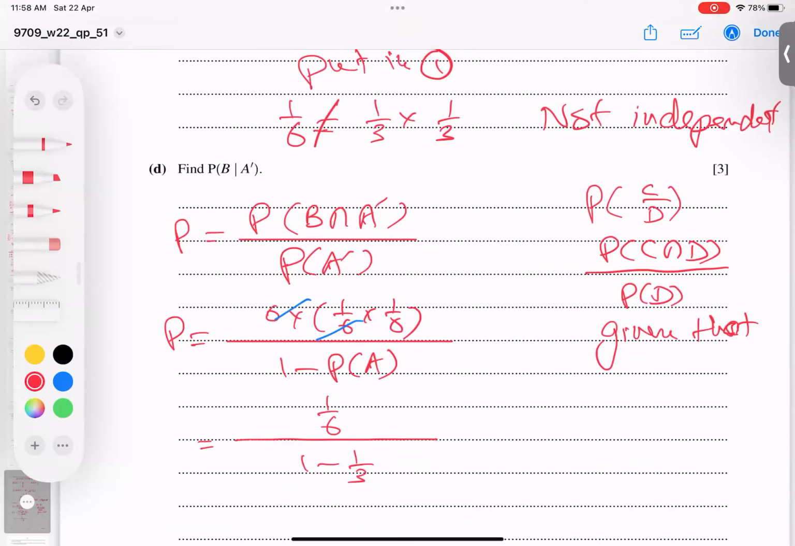And down I have what? 1 minus 1 by 3. Okay. And if I check it in calculator, what answer turns out to be? 1 over 6 over 2 by 3. So 1 by 4 is the answer. 3 2s are, yes, 1 by 4 is the final answer.